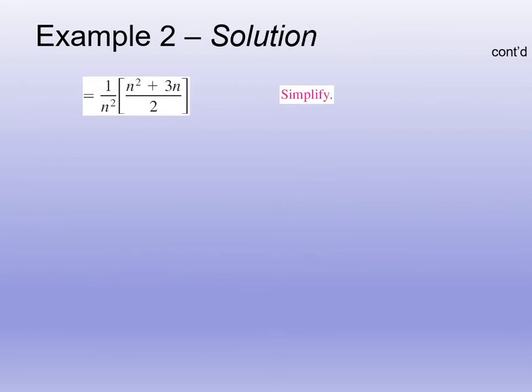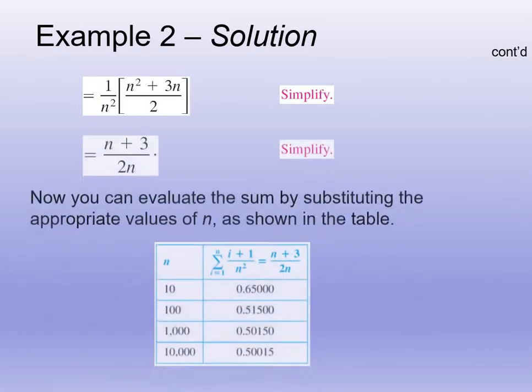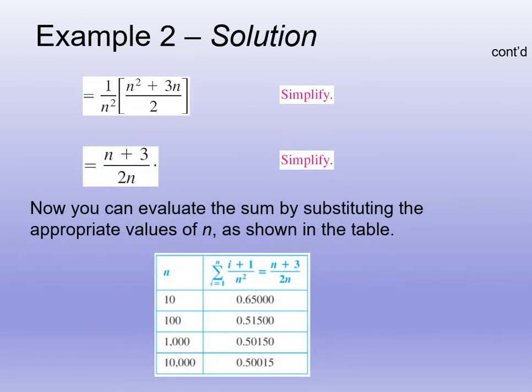So when you finish all the algebra, we end up getting 1 over n squared times the quantity of n squared plus 3n divided by 2. Okay, and then we can factor an n out of the numerator. When we do that, we're left with n plus 3. Okay, and that n in the numerator will cancel with one of the n's in the denominator, and we'll end up with, I'm sorry, just n plus 3 divided by 2n when we do that.